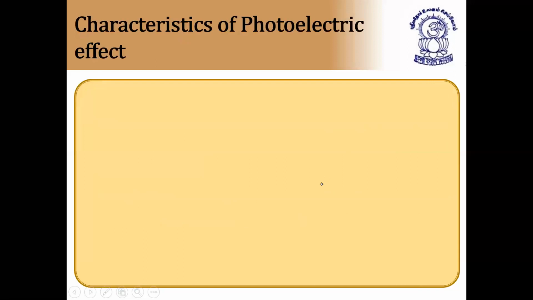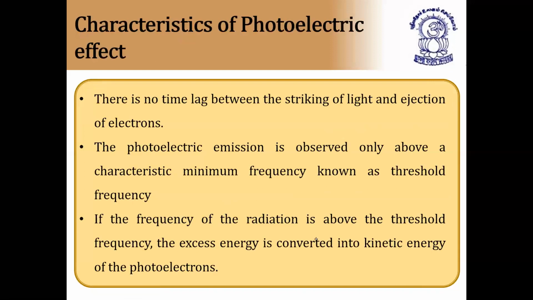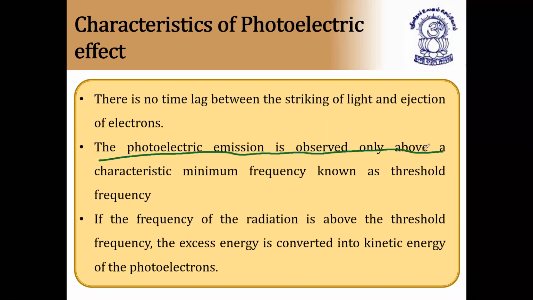Next, the characteristics of the photoelectric effect. There is no time lag between the striking of light and the ejection of electrons. After some time means it's a fraction of a second, so we can say there is no time lag between striking of light and ejection of electrons. The photoelectric emission is observed only above a characteristic minimum frequency known as the threshold frequency. This point is important. What is the threshold frequency? It is the minimum frequency needed for the metallic surface to eject electrons. This threshold frequency is most important. If the frequency of the radiation is above the threshold frequency, the excess energy is converted to kinetic energy of the photoelectrons.